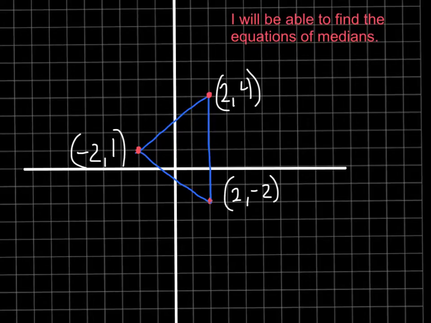And let's go ahead and find this particular median. I guess we should label these, so let's make this point A, B, and C. Let's find the median that connects vertex C to segment AB. And so I'm going to estimate the midpoint of AB, a rough estimate. So that's the median. And let's go ahead and find the equation of that median.